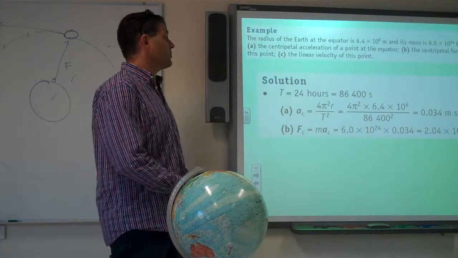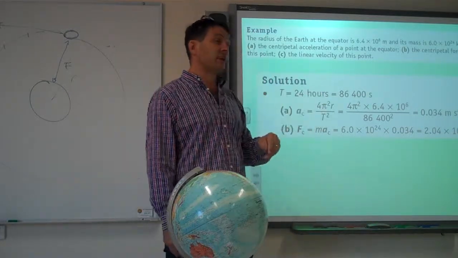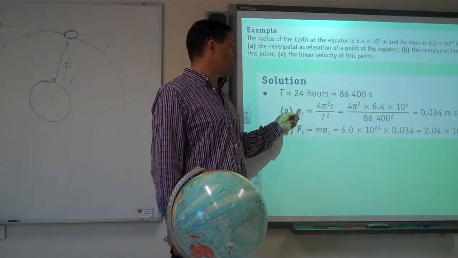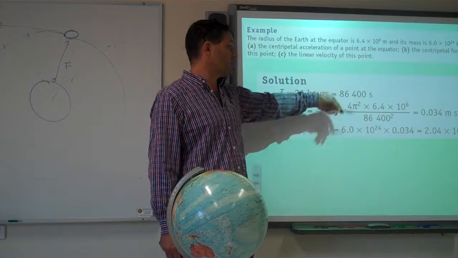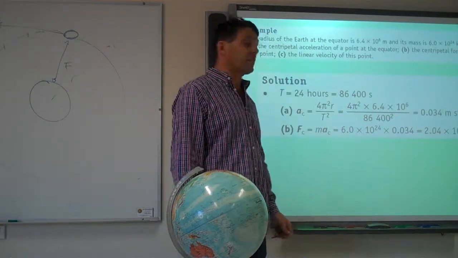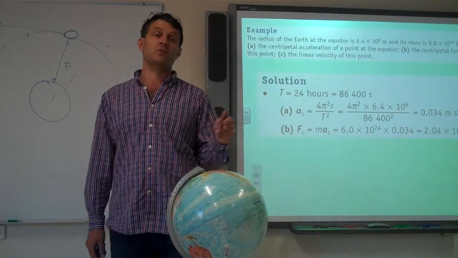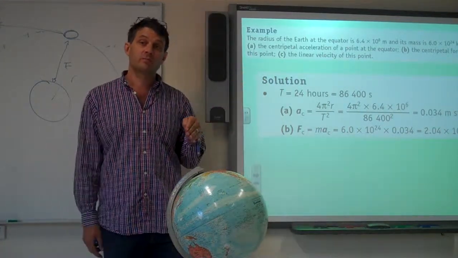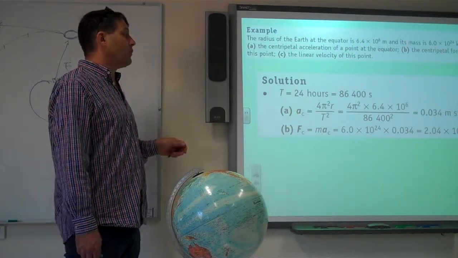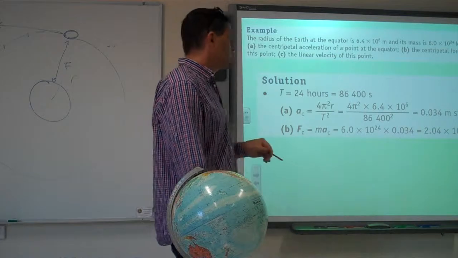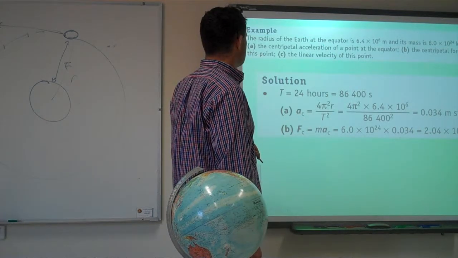Okay. So your period is 24 hours. It takes 1 day to rotate, 86,400 seconds. So the centripetal acceleration is going to be equal to 4 pi squared r on t squared. Stick that in, and your centripetal acceleration standing on the equator there is going to be 0.034 metres per second squared towards the centre of the Earth. Now, the force that you're going to have at that point, the centripetal force.